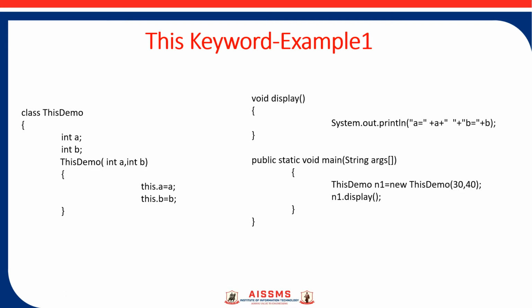In this example, we will see the first use of the this keyword. As I already explained, this keyword avoids the conflict between the instance variable and local variable. For example, in this class, I have taken the class name ThisDemo. In that one, we have two instance variables A and B, and we have used a constructor. In the constructor I have passed two arguments, and if you see, the names of the arguments are the same as the instance variables. So the system might be confused whether these A and B should be treated as an instance variable or a local variable.